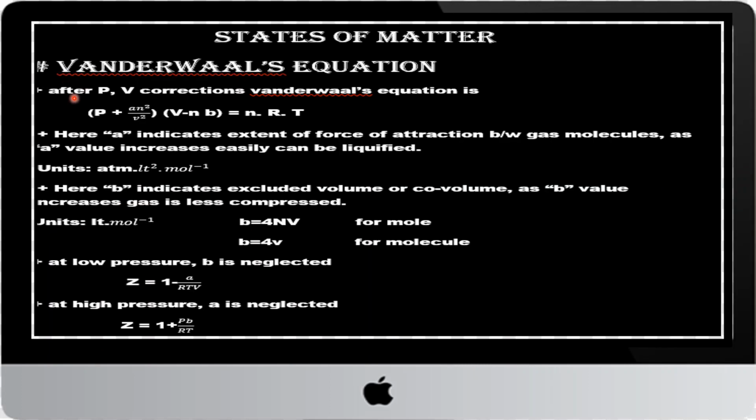Here is another subtopic, the van der Waals equation. After pressure and volume corrections, the van der Waals equation is given as (P plus an squared by V squared) into (V minus nb) equals nRT. Here a and b are the van der Waals constants. The constant a indicates the extent of force of attraction between gas molecules. Underline this: extent of force of attraction between gas molecules.